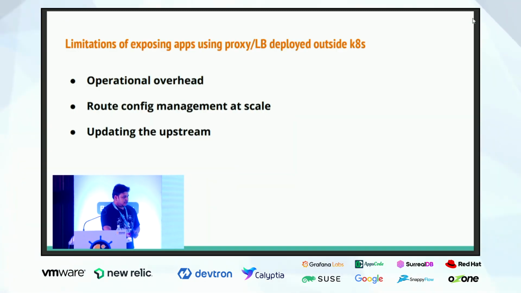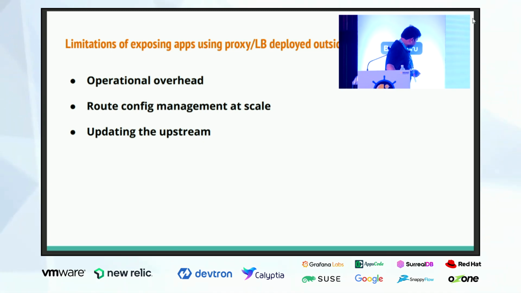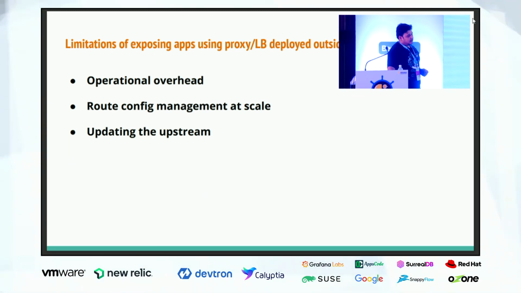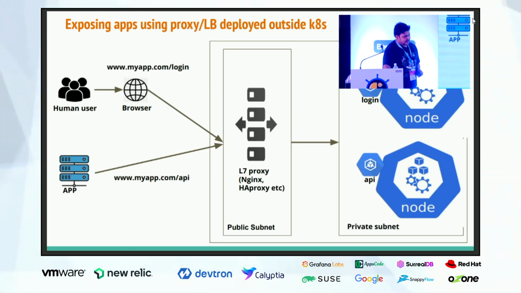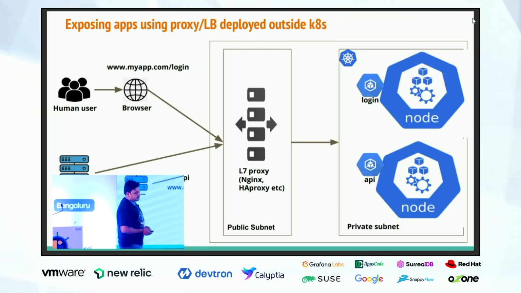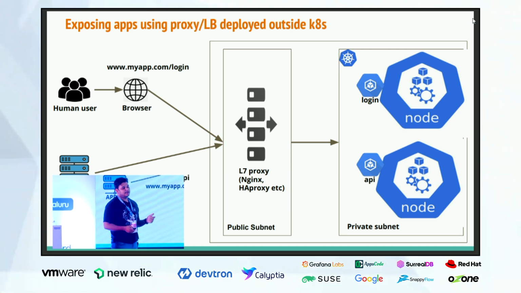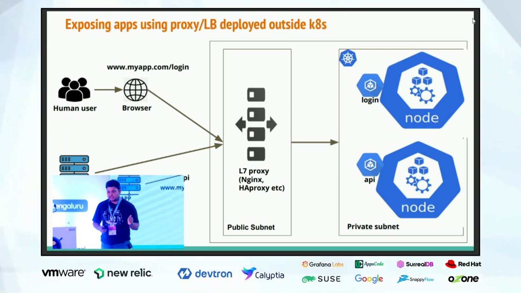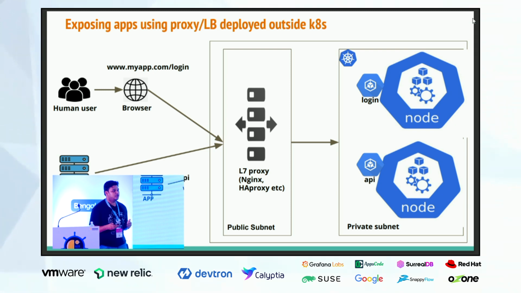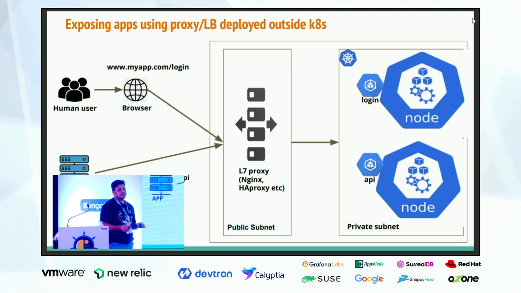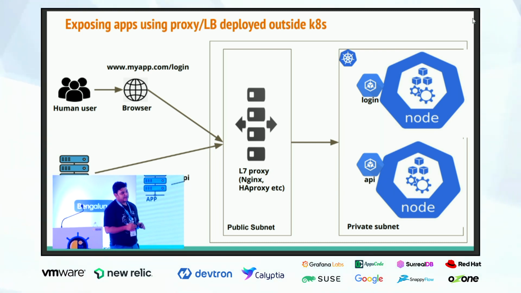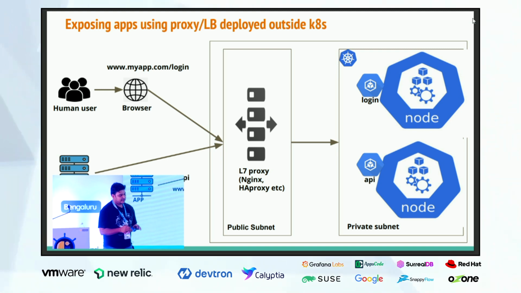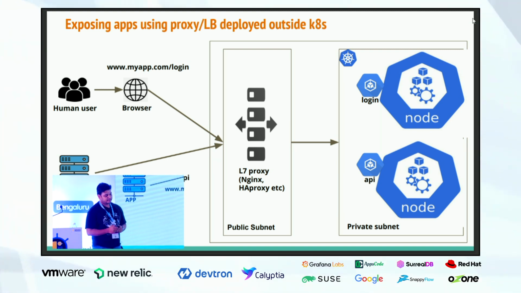But there are a few limitations of this approach also. First of all is the operational overhead. Actually, managing this L7 proxy can be very cumbersome at scale, right? As long as we have one or two or a few, 4 or 5 applications, it is still manageable. But when we need to do it at scale, when we have a large number of applications, then managing the configuration of these L7 proxies becomes very cumbersome.